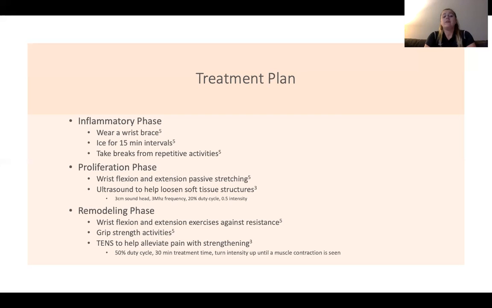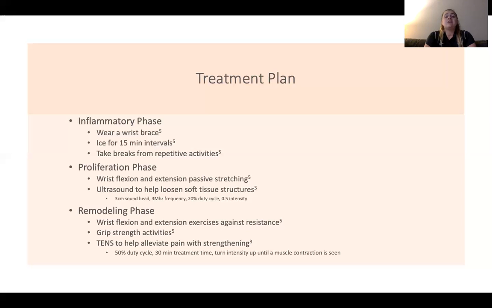During the remodeling phase, we're going to do some wrist flexion and extension exercises against resistance, possibly with a resistance band, maybe even a small weight. Try and work up the strength in the forearm a little bit. Grip strength activities: we can put a rubber band around the fingers and extend the fingers, or we can give them a stress ball and just have them squeeze on a stress ball a handful of times.